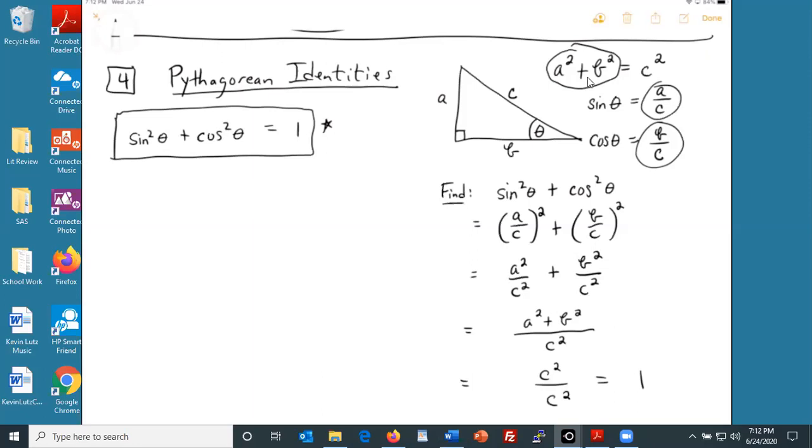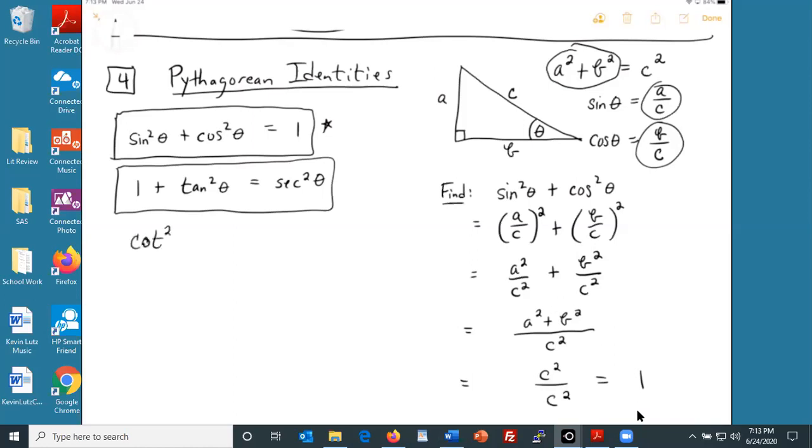All right, now there's two others that come from doing similar work like this. Another one that we could get is 1 plus tangent squared is equal to the secant squared. And another one you could get is cotangent squared of theta plus 1 equals cosecant squared of theta. All right, so there's 3 altogether.